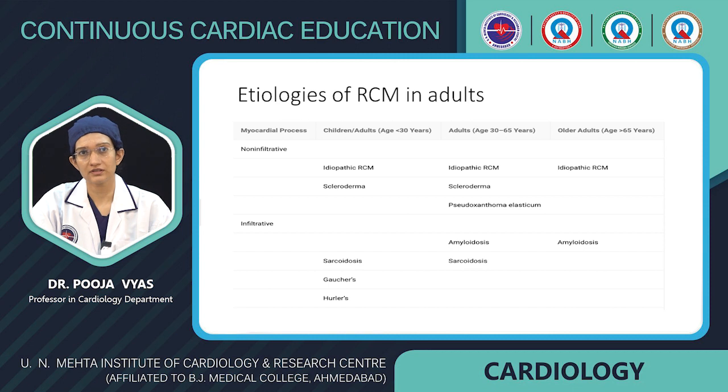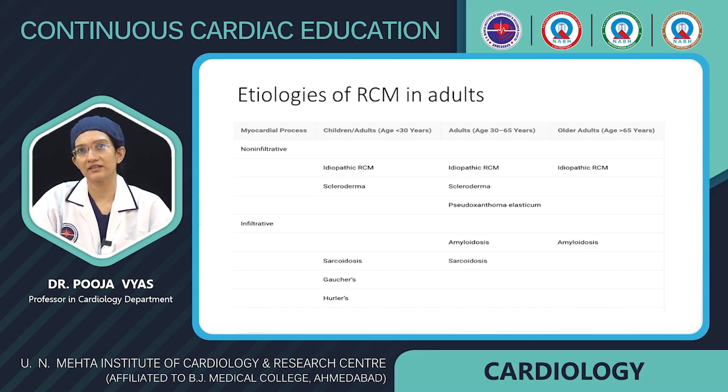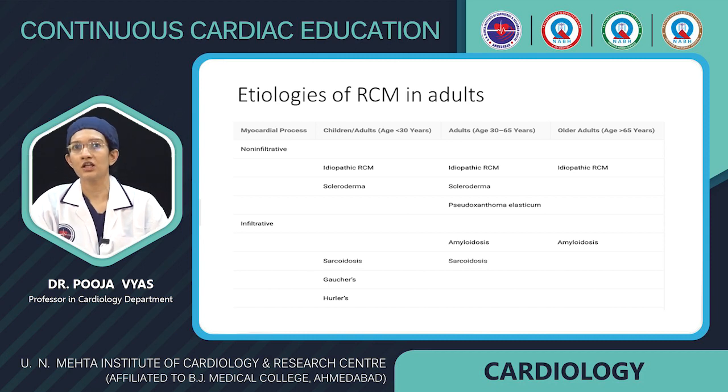In infiltrative disorders, we all know that storage disorders are more common in children and in the teenage group of patients. So in the infiltrative group, if the patient's age is less than 30 years, then sarcoidosis, Gaucher's disease, and Hurler's disease are more common. In the age group of 30 to 65 years, the most common diseases are amyloidosis and sarcoidosis, and if the patient's age is more than 65 years, then we should think about amyloidosis first.